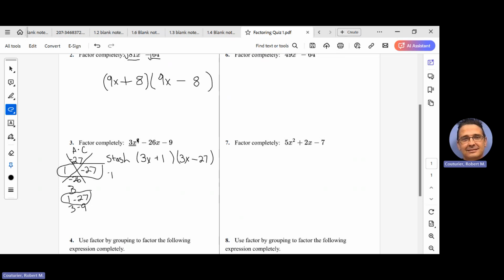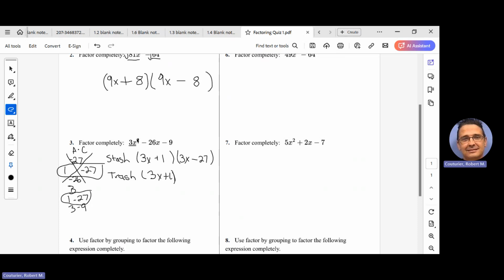Now is our trash time. Time to take out the trash, our trash factors. Are there any common factors between 3 and 1? No. No problem, just copy that down. Great, 3x plus 1. That's part of our solution, or our factored form of this quadratic.